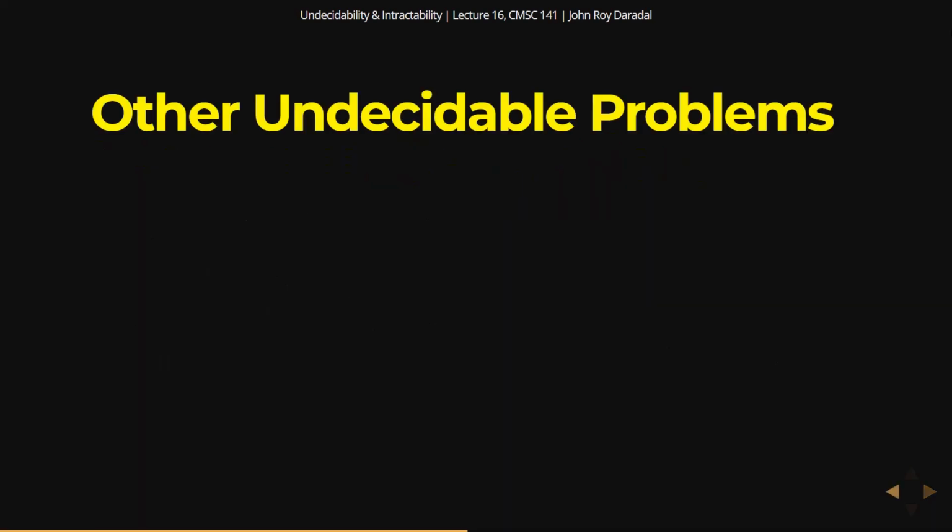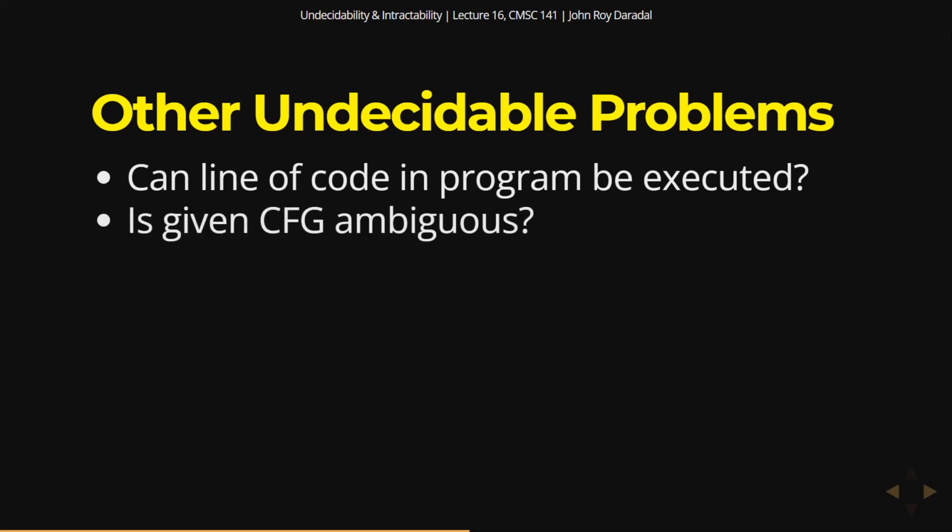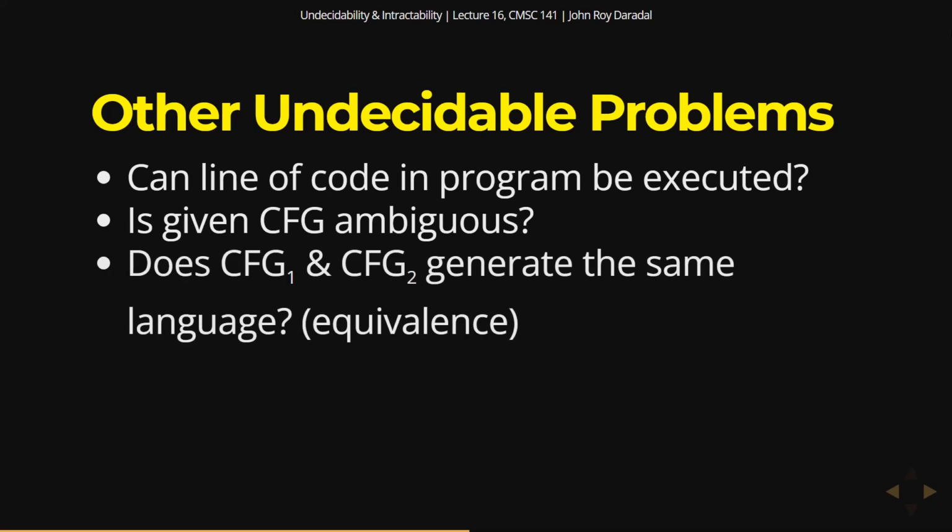Okay, so then you have other undecidable problems like, can a line of code in a program be executed? Can this line of code be reached, basically? So there's no algorithm for that. Is the given context-free grammar ambiguous? We said that there's no algorithm to check if a grammar is ambiguous, right? Do two given context-free grammars generate the same language, or basically, are they equivalent? There's also no algorithm for that.